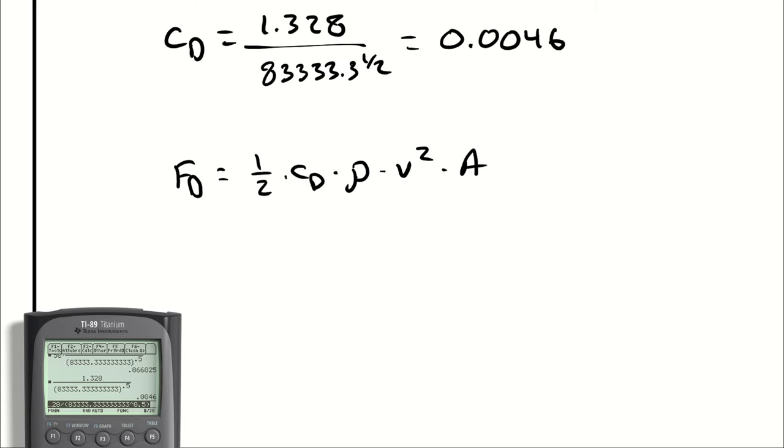So coefficient of drag, we just determined 0.0046. The density is going to be the density of air, which we looked up. Free stream velocity, we know, 2.5 meters per second. What area do we use?